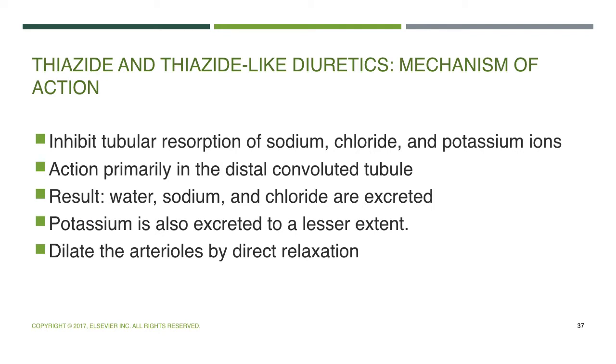The mechanism of action for the thiazides and thiazide-like diuretics is that they inhibit the tubular resorption of sodium, chloride, and potassium ions. And so the action primarily takes place in the distal convoluted tubule. As a result, water, sodium, and chloride are excreted, and potassium is also excreted, but not as much as the sodium is. It also can dilate the arterioles by direct relaxation.